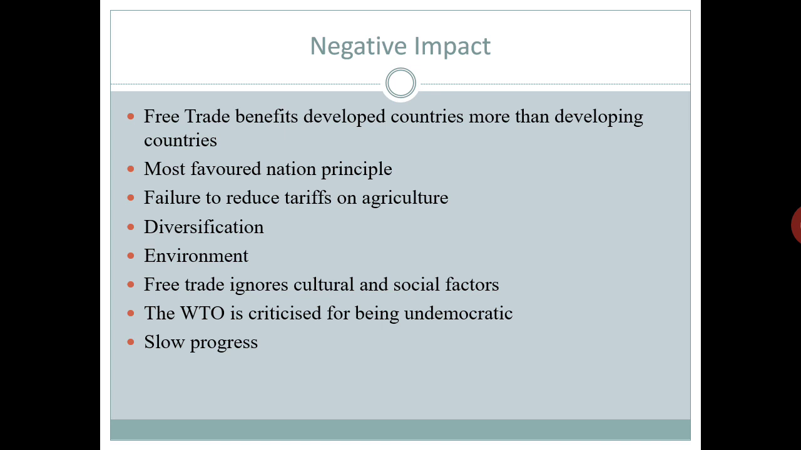First one is free trade benefits developed countries more than developing countries. It is always argued that developing countries need some trade protection to be able to develop new industries. This is important to diversify the economy. It is known as the infant industry argument, actually. Many developed economies used a degree of tariff protection in their development phase. Okay, WTO trade rules are like pulling away the ladder they used themselves to climb up.